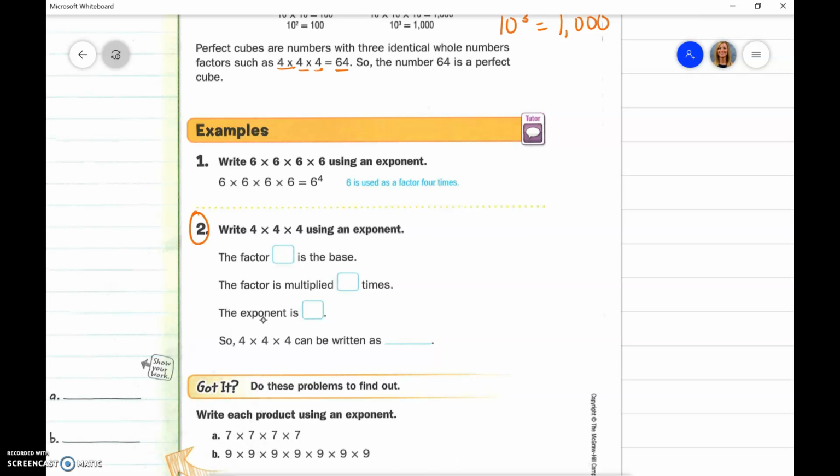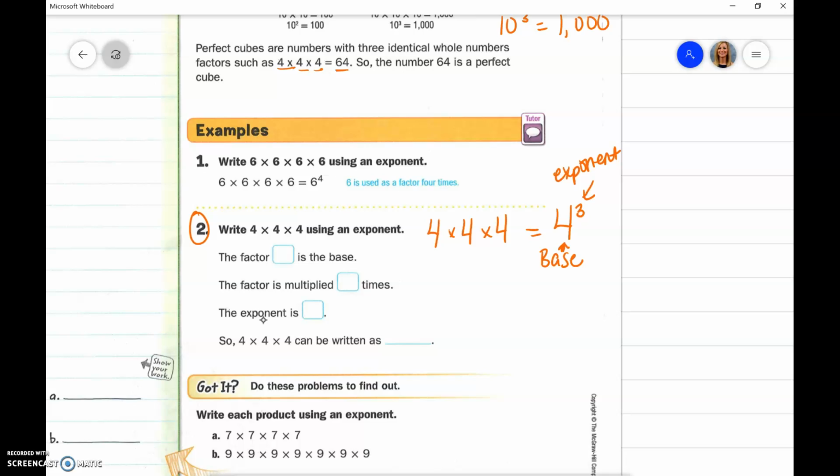We're going to take a look at number 2. So we're going to do 4 times 4 times 4 using an exponent. If I took 4 times 4 times 4, my base, and I want you to write this down, my base right here is 4, but then I want you to tell me what my exponent is. How many times did I multiply 4? I multiplied 4 times 4 times 4. So my exponent, okay, my exponent is 3.